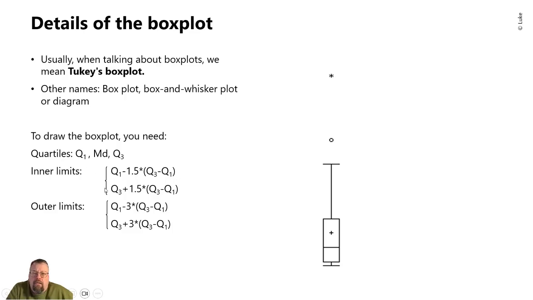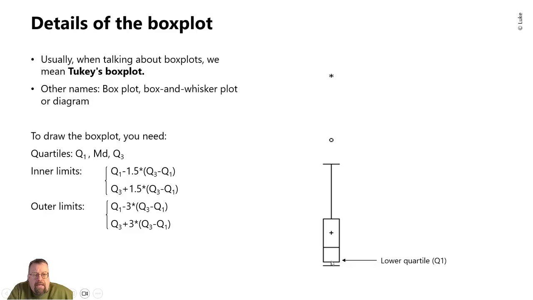And the other, the upper inner limit, is the upper quartile plus 1.5 times the interquartile range. And outer limits are exactly the same, but here it was 1.5 times the interquartile range, then here it's 3 times the interquartile range. And so next we see how we use these details to draw the box plot.